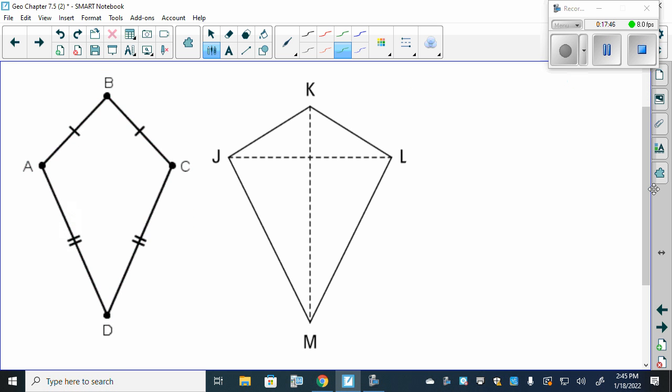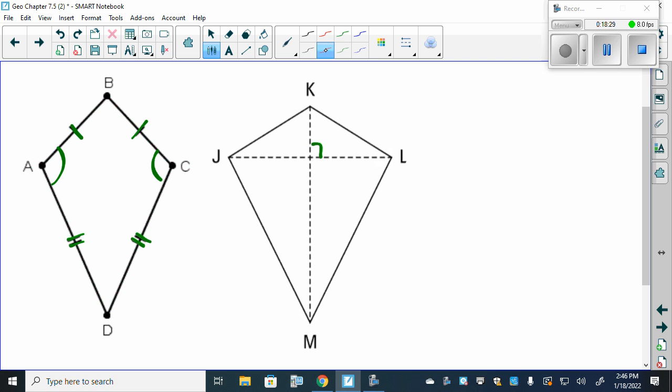Now, really, what we covered today is that a kite is a quadrilateral, a four-sided figure with two sets of consecutive congruent sides. So if we have a four-sided figure with two sets of consecutive congruent sides, the congruent sides are next to each other, then it's a kite. And inside of a kite, the angles between the non-congruent sides are congruent. So that's what we've covered so far. We also have that the diagonals are perpendicular to each other. They're going to intersect at a right angle.